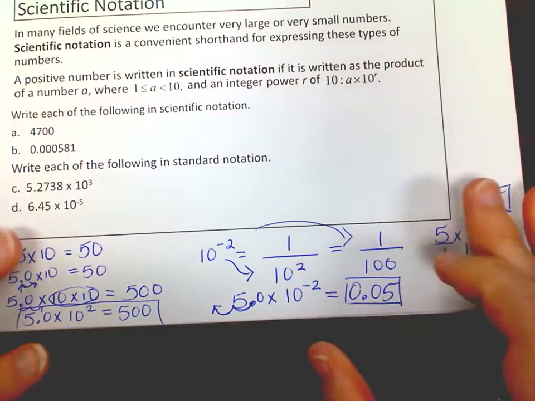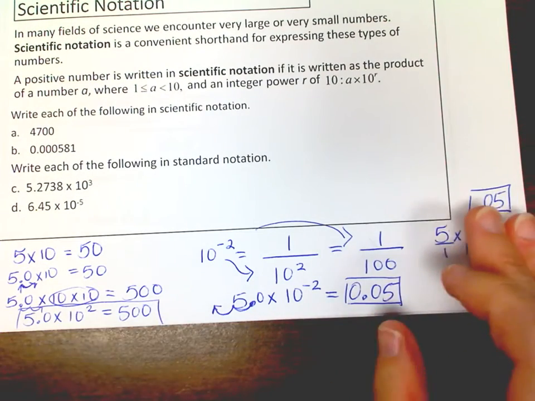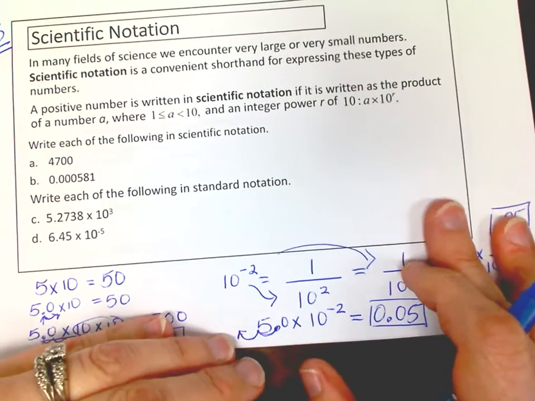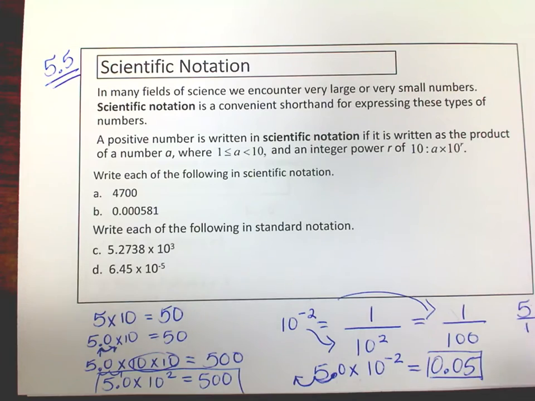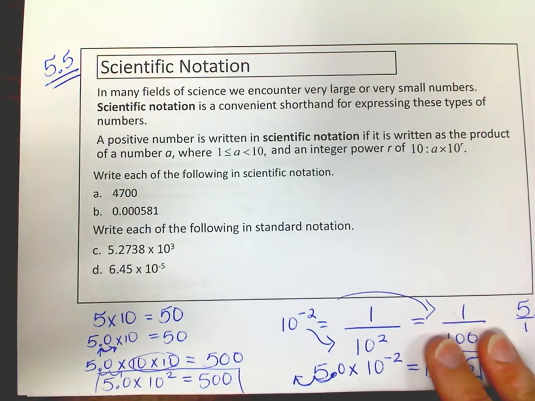So that's basically what scientific notation is representing. It's representing the movement by multiplying by 10. And we use this for really small or really large numbers. It's very helpful.